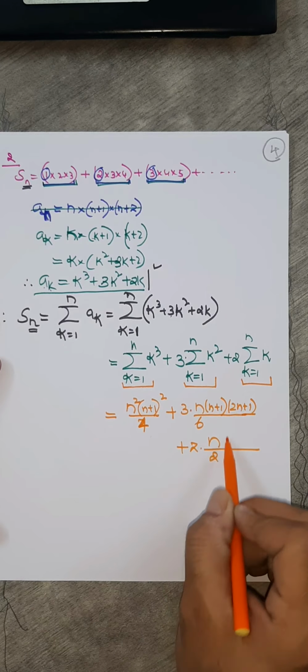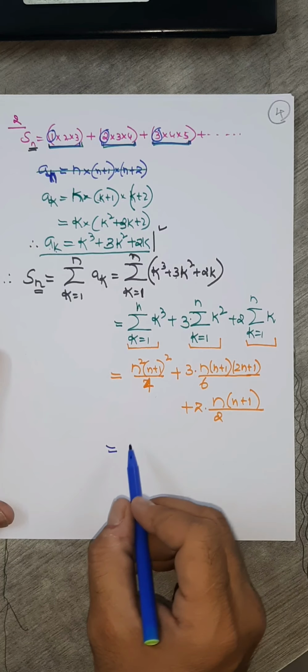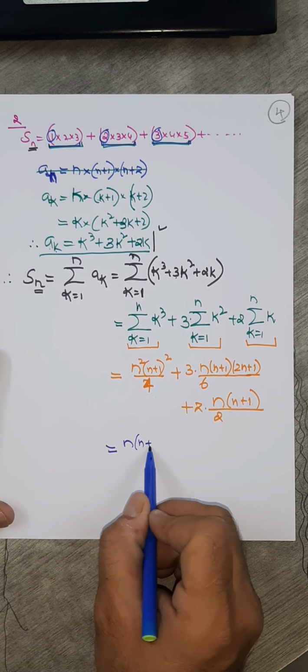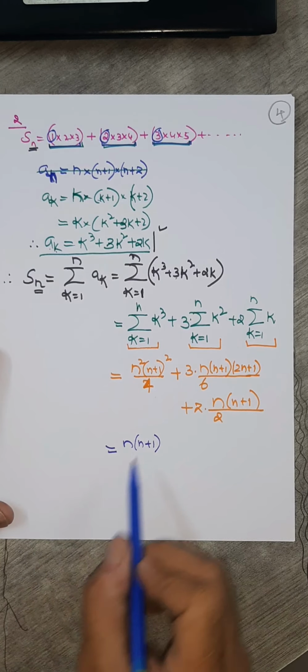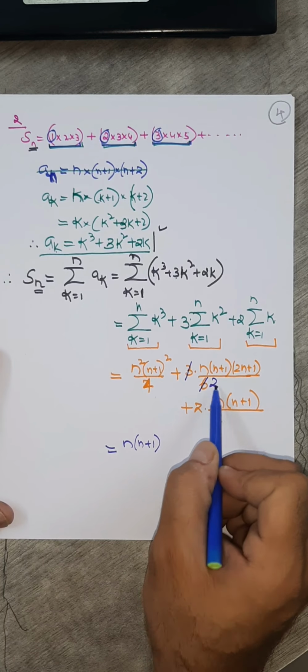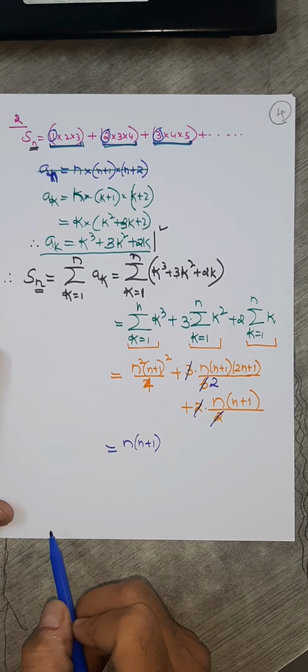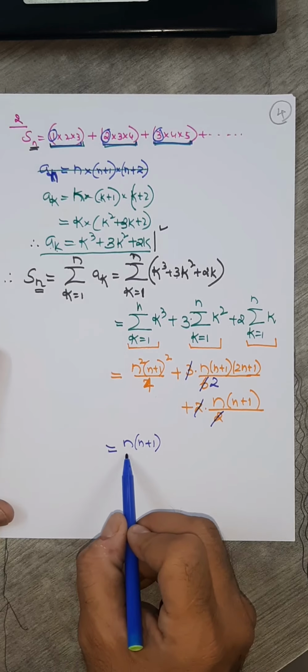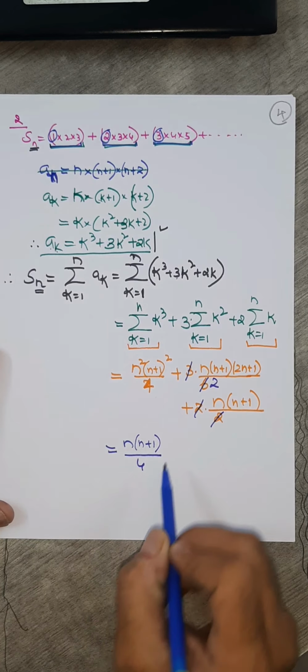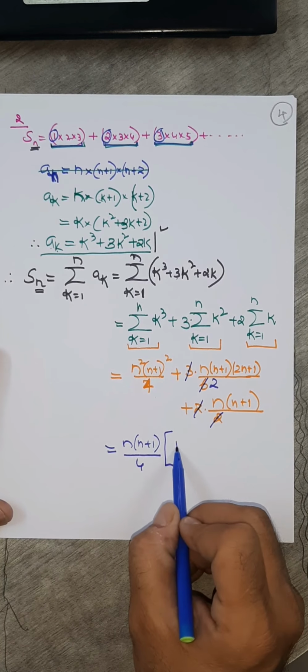Take that much common. So what is common? N plus 1 into n is common everywhere. Okay. This will be just 2. This will get cancelled. Fine. So you can take 1 by 4 common here. Fine. So here you are left with what?